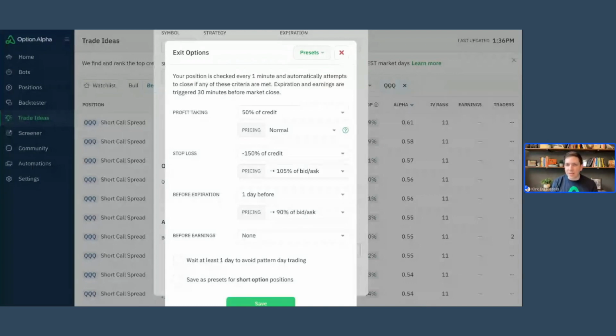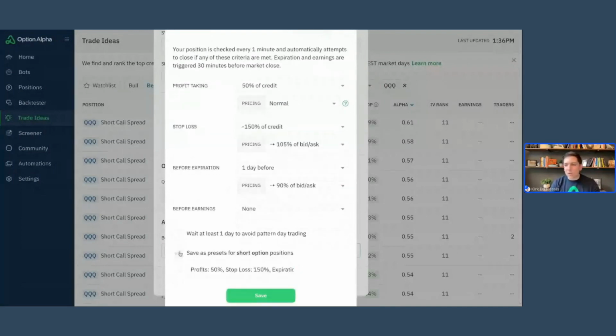So if you've never seen exit options before, do you see how this allows you to enter a trade, but then it starts to bridge the gap of automated trading because you're presetting your exits? Speaking of presets, you can save these as a preset.